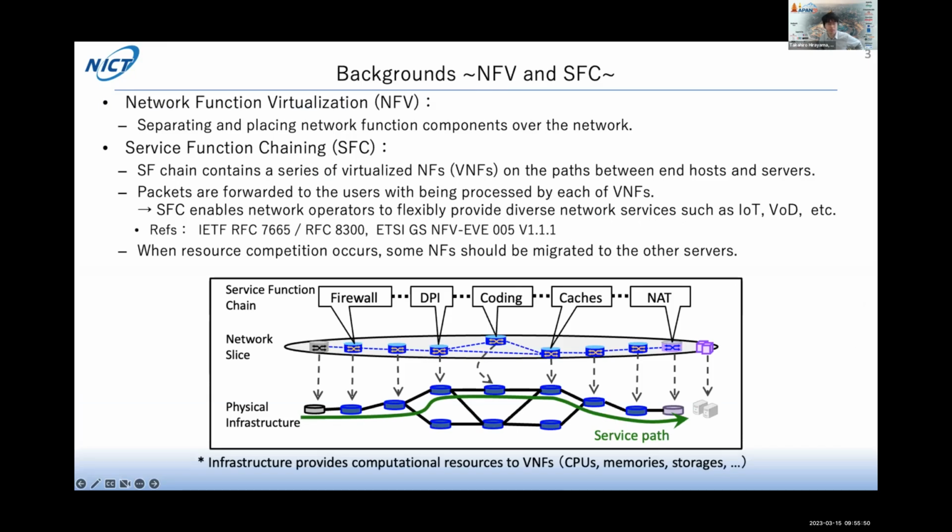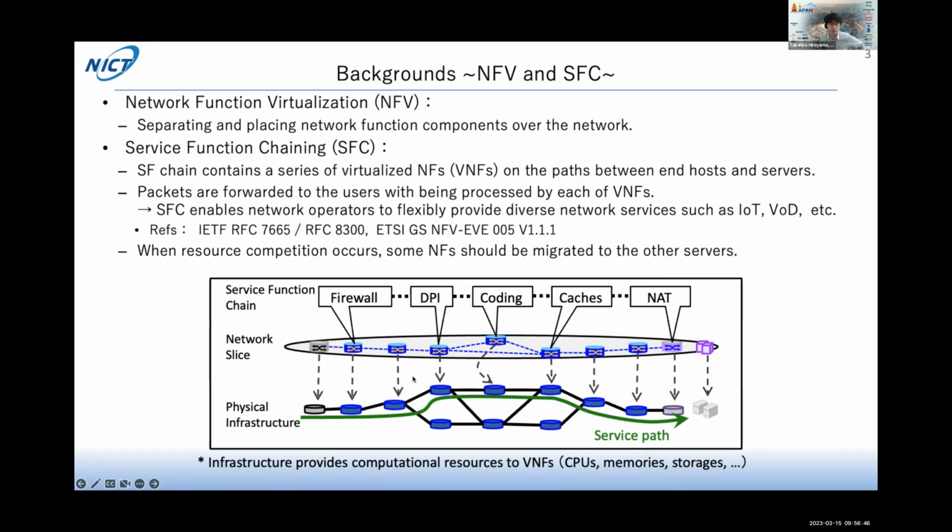In network function virtualization platforms, network functions are logically separated and placed over the network. Service function chaining is one of the techniques of network function virtualization. Service function chains are constructed by a series of virtualized network functions. They are placed on the path from server to the end host. Each packet is forwarded to users while being processed by each VNF. By doing so, SFC operators can provide resources flexibly and efficiently to diverse network services. This figure shows an example of an SFC. Packets go through these function components on the path.